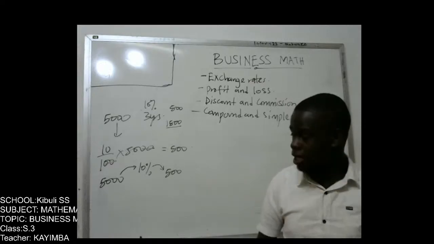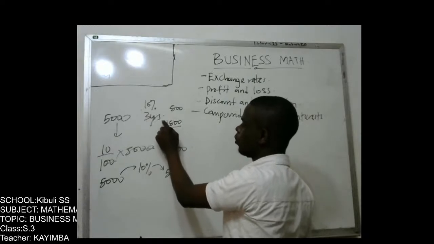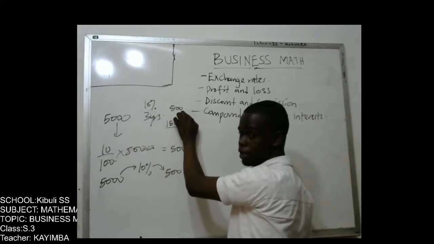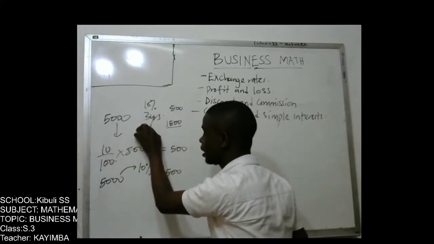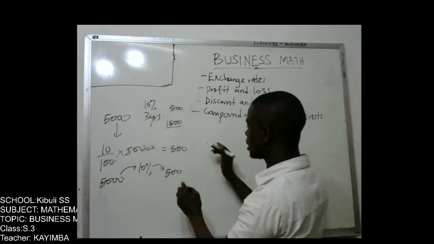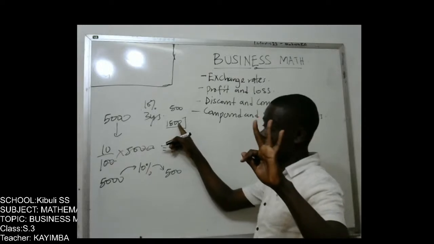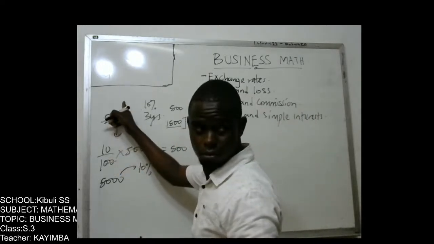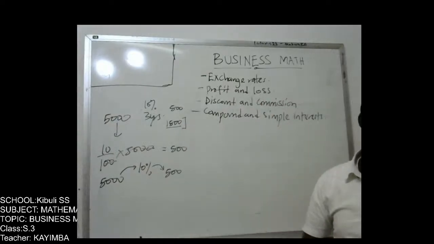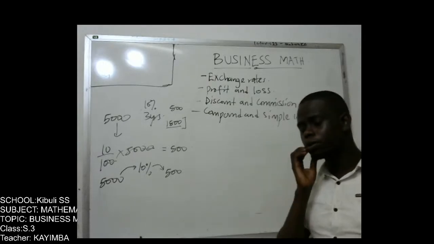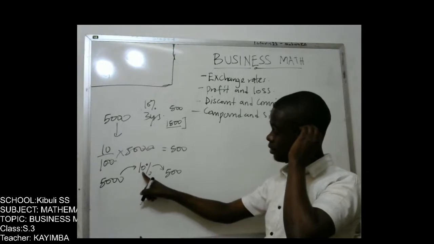Are you getting me? Here, if you borrowed 5,000, the interest is 10%, which is 500. After the first year, you have an interest of 500. After the second year, you have another interest of 500. After the third year, you have another interest of 500, making it 1,500 after 3 years. Then you add this to the principal and you pay 6,500 back.